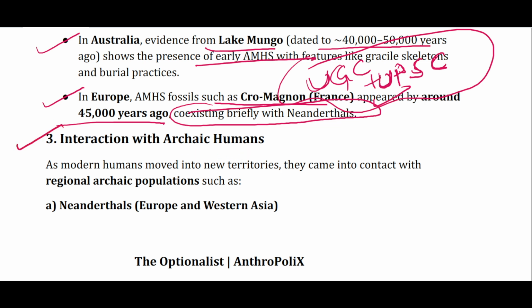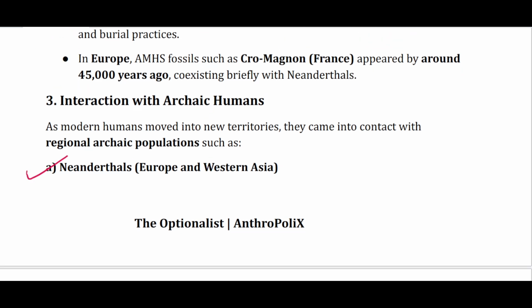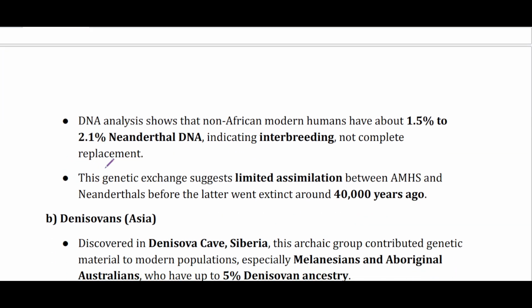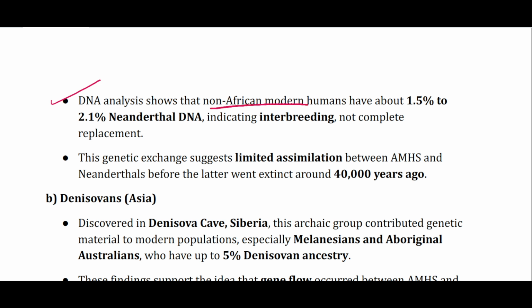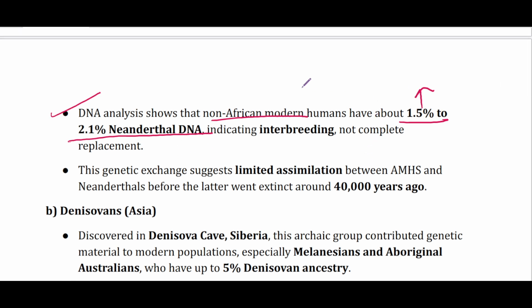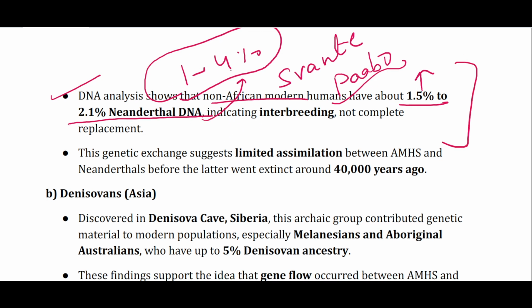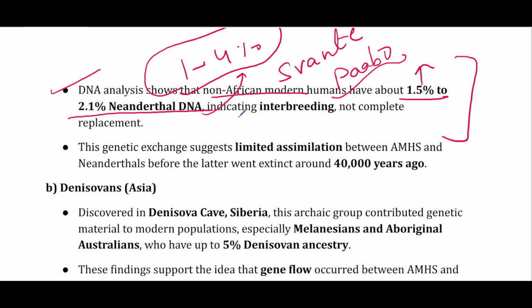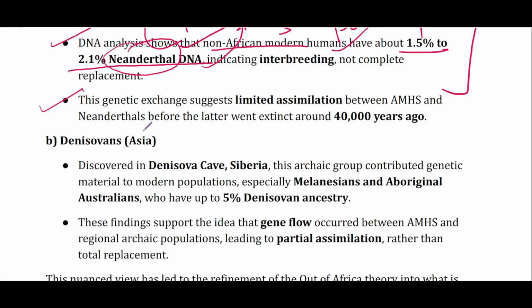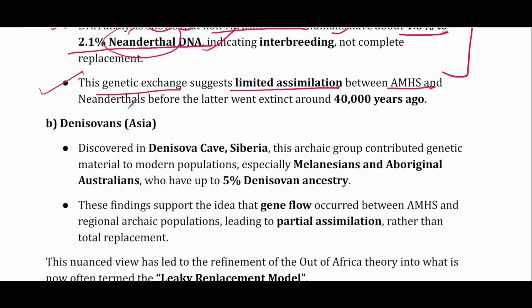Now let's talk about the interaction with archaic humans. First, they came into contact with the Neanderthals in Europe and Western Asia, and modern DNA analysis shows that non-African populations have about 1.5% to 2.1% Neanderthal DNA, and this figure varies to some extent, like the recent Svante Pääbo study from the Max Planck Institute, which provided a rough estimate of 1 to 4% Neanderthal DNA present in non-African populations. In any case, whichever figure it is, both suggest that AMHS interbred with the Neanderthals. This exchange also suggests limited assimilation between AMHS and Neanderthals before Neanderthals went extinct around 40,000 years ago.